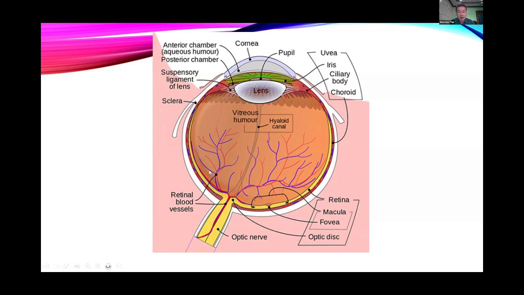Okay? And here, as I promised, we'll be talking about the retina. When we talk about the retina, we'll be talking about the blood vessels, and the receptors in vision, which will be found in the retina. And of course, we'll be talking about the optic nerve, then up to the brain.